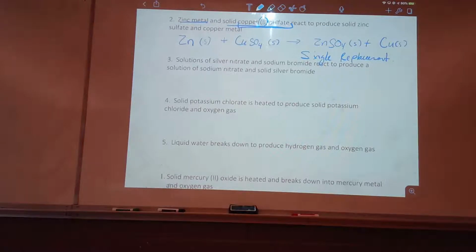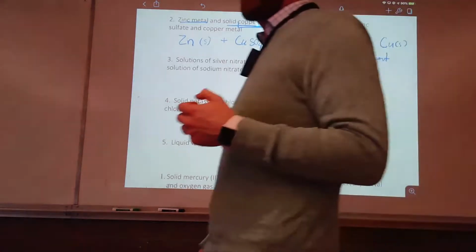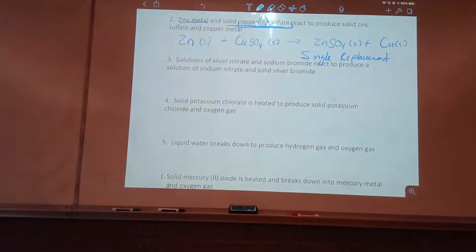I'm just going to throw up number 3 there because I see most people have finished it. So we have a solution of silver nitrate. I'm going to go to the table on the back of my periodic table. Silver is Ag, nitrate is NO3. Both of them have a charge of 1, so we can just put them together like that.